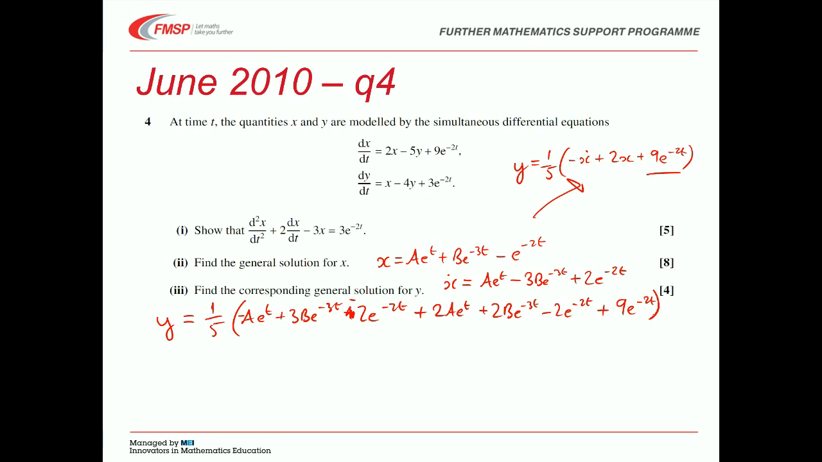Now it's just a question of tidying up, which is a little bit daunting. I'm just going to leave the fifth out the front for a moment. Let's collect together the e to the t's. Looking at that, I've got a minus a from here. What else have I got? I've got 2 a's here.